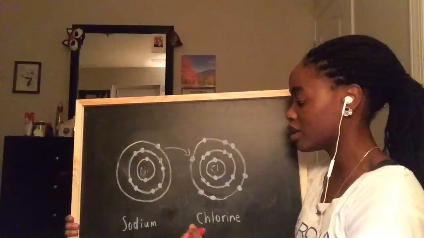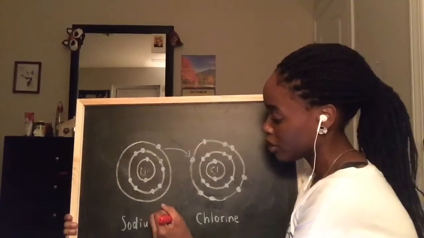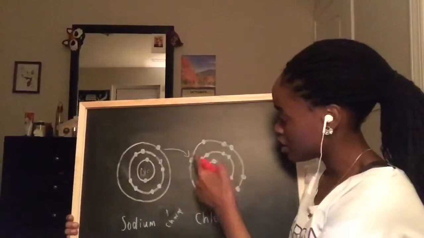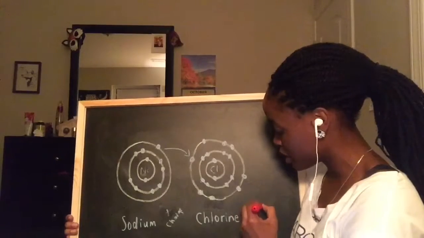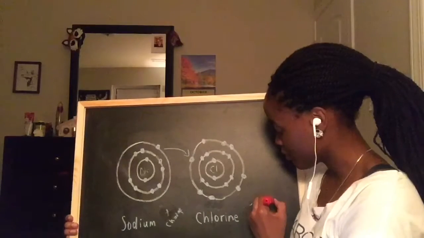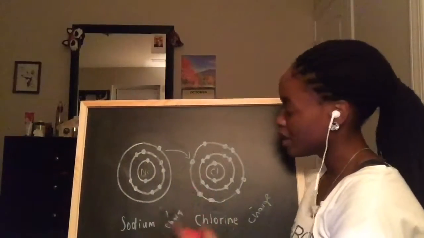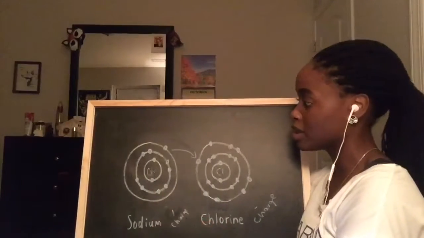This loss of an electron gives sodium a slightly positive charge. Chlorine, on the other hand, tends to gain an electron, since its outer shell already has 7. When it gains an electron, it becomes slightly negative. Ions of opposite charge attract each other and form ionic bonds.